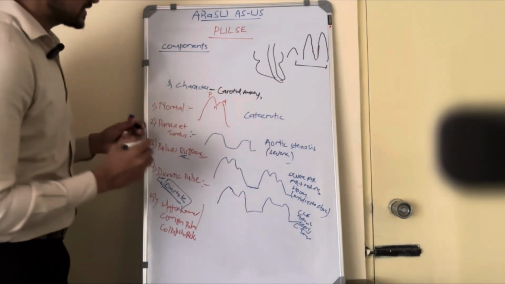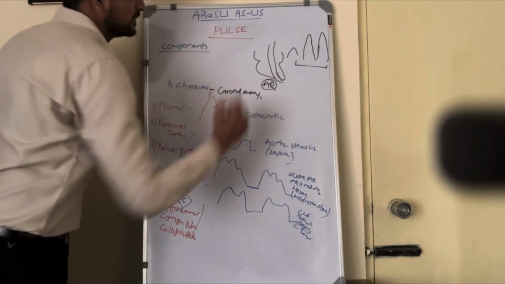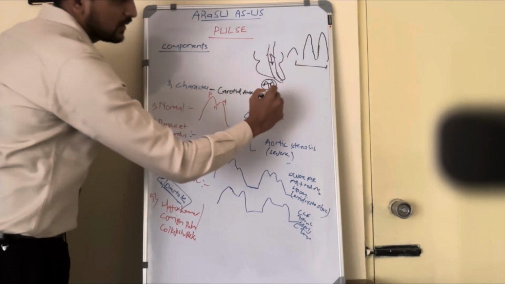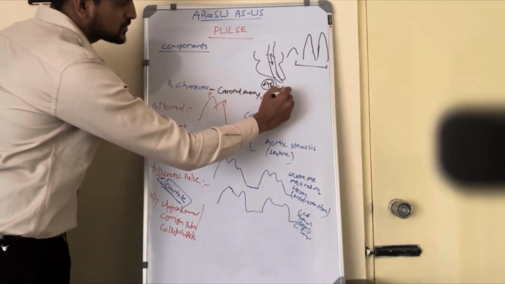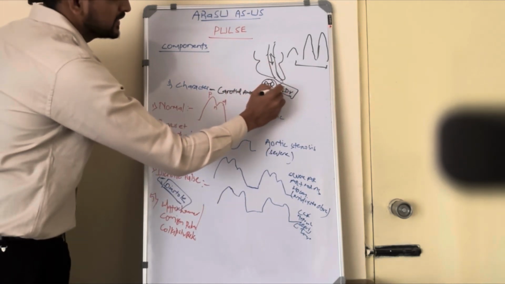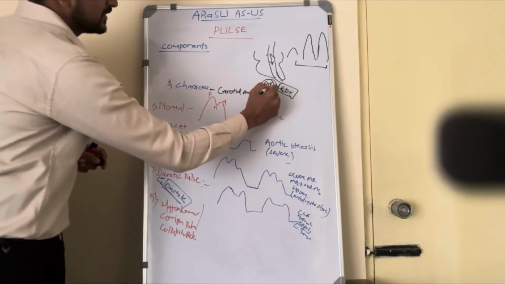So the mechanism to understand in aortic regurgitation: when the ventricle starts contracting, it will pump the blood out. But the thing is, because of regurgitation, blood is flowing back to the ventricle. So the end diastolic volume will be more than the usual. Because of this, the next pulsation will be more in amplitude. That is a simple mechanism.